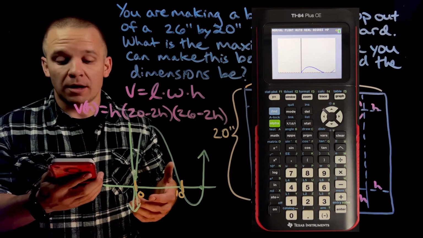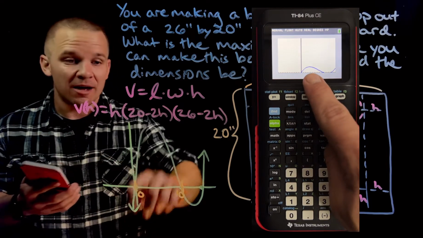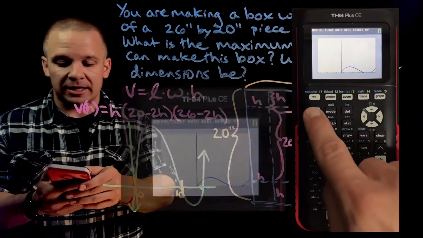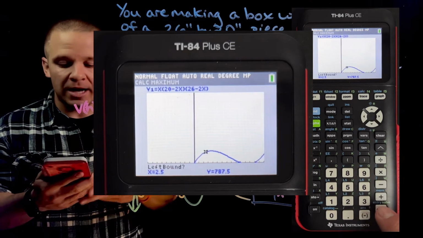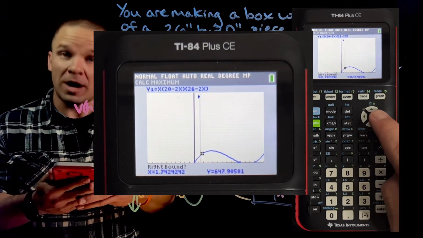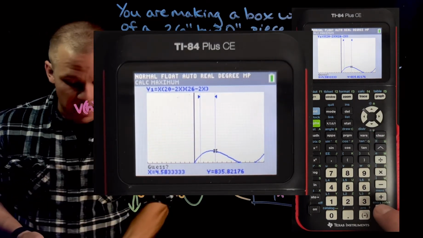Okay, I went pretty high there. But can I see the max of my graph? Yeah, it's right there. Boom, we got it. All right, so let's find that max. I'm going to hit second calc. I'm going to arrow down to maximum. And now I'm going to go to my left of that maximum, hit enter. Then I'm going to arrow to the right to get my right bound. And then I'll hit enter one more time. And boom, I have my maximum here.